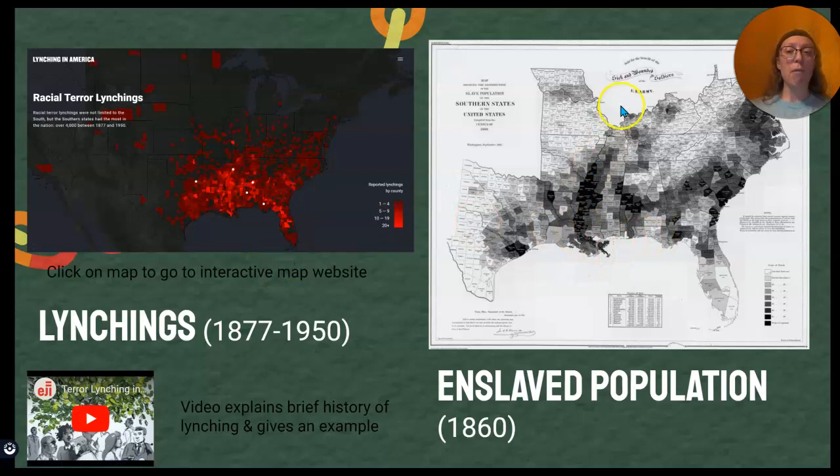If you take a look at this map of where people were enslaved, here's the Mississippi River. So what does it look like? What can you say is the legacy of slavery? What is still left of it, even when slavery is gone?